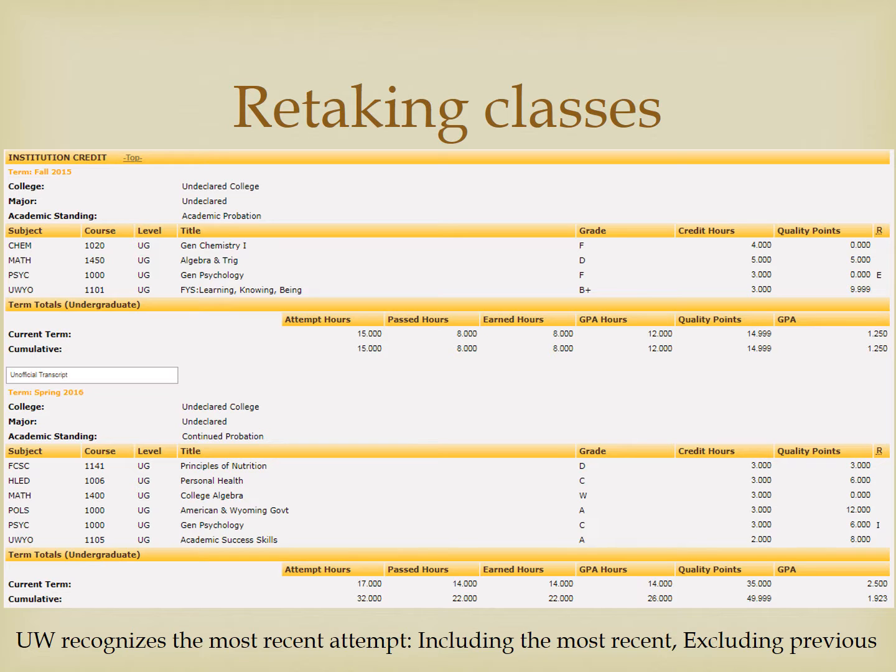And so again, if we were to calculate their grade point average in fall 2015, it would have been even lower because that F would have been included at that time. However, when the student retakes it, the computer excludes the previous attempt, and so it certainly helps a student. It helps the student to increase their GPA much faster.